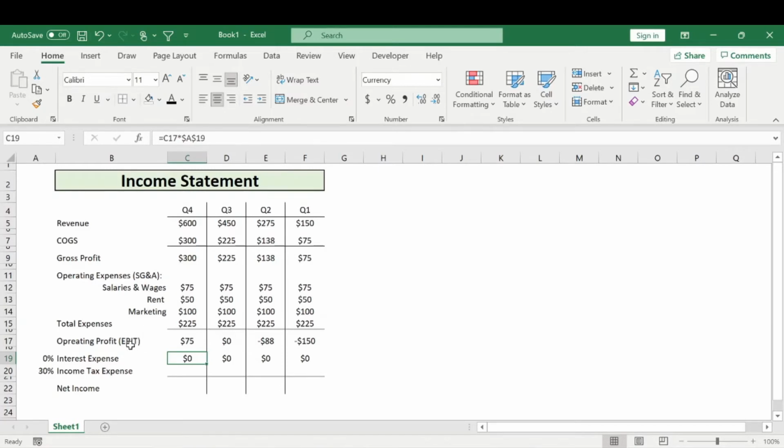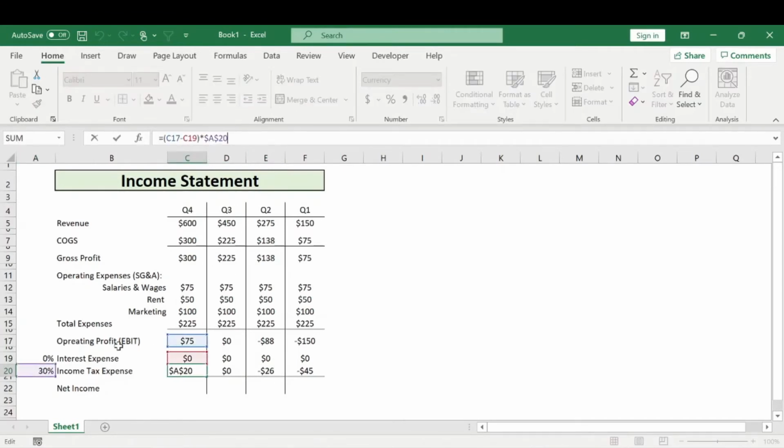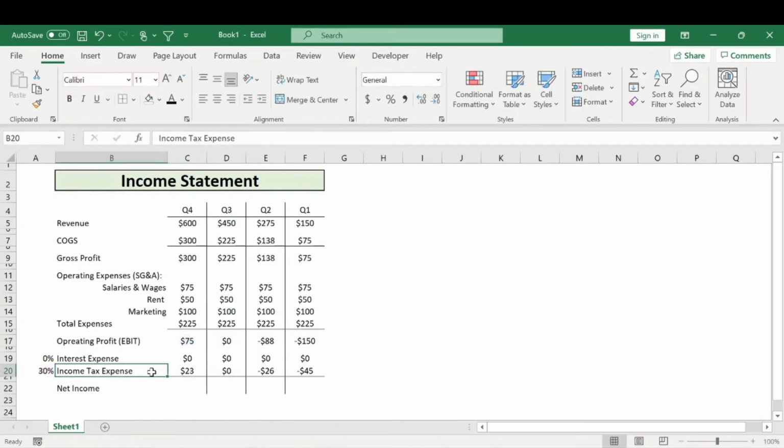Sorry, I didn't go over that yet, but EBIT is earnings before interest and taxes, which is the same as operating profit. But you're more commonly going to see EBIT in financial documents. And then you have your income tax. We're going to say that is 30%, and you're just going to take your operating profit or your EBIT, subtract your interest expense, and multiply it by that tax percentage. And that shows how much we're paying in taxes.